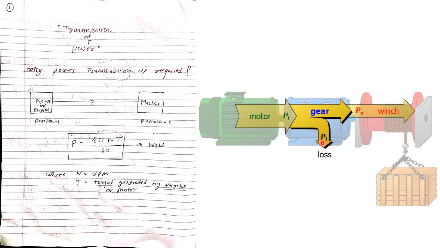This example is an actual example, and not ideal, because there is a loss of power because of friction. If this is an ideal power system, then the power at input is equal to the power at output.